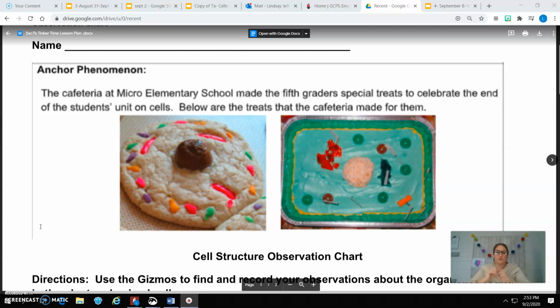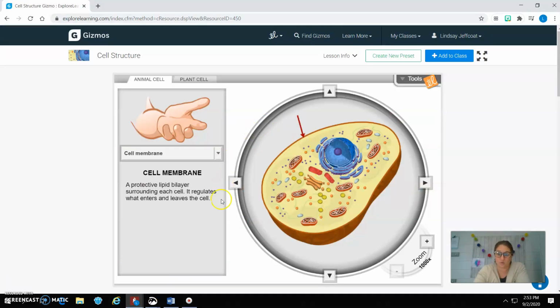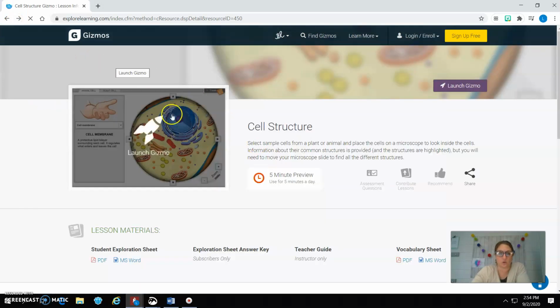Alright? So we are trying to make something we can't see big enough for people to be able to see it in a model. So the first thing we need to do is know what are the parts of the cells and what do they look like so that we can make our model realistic. So we're going to be going through this gizmo together and actually looking at parts of the animal cell and plant cell. And you're going to be taking notes as we go through this.